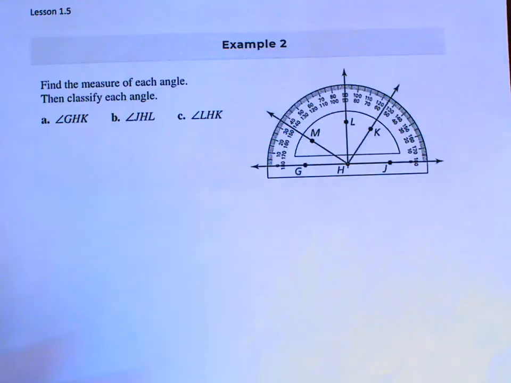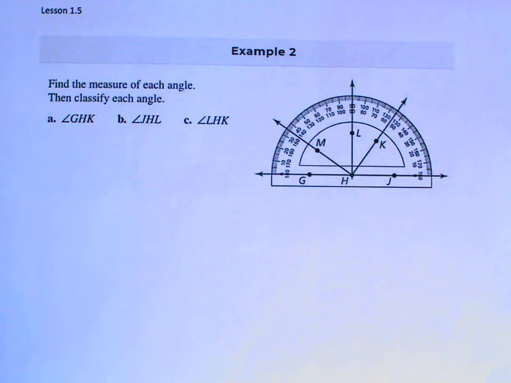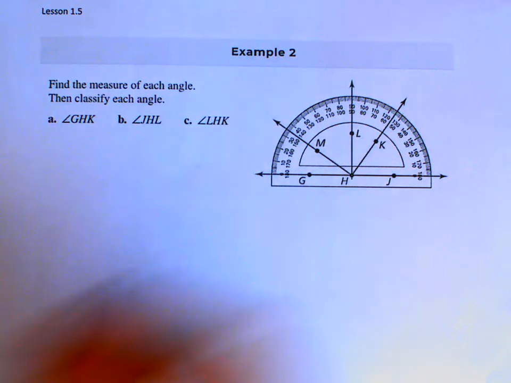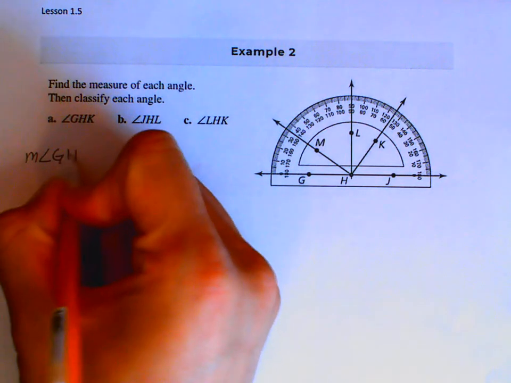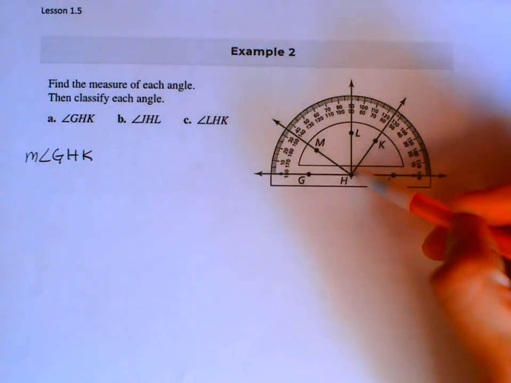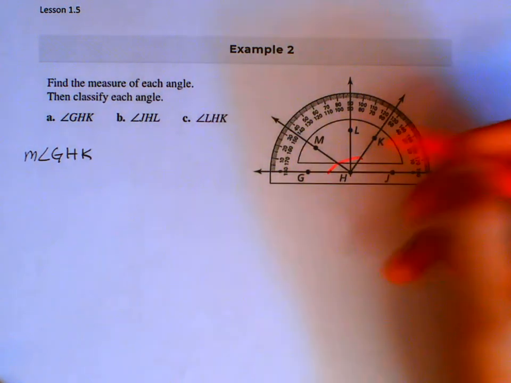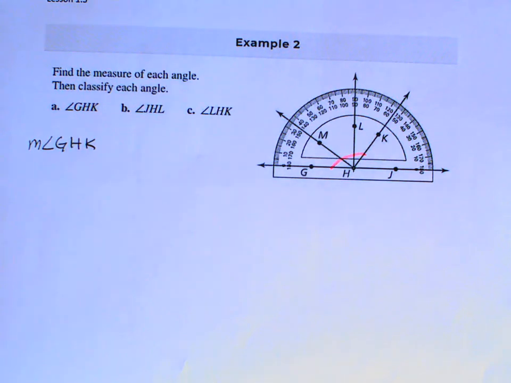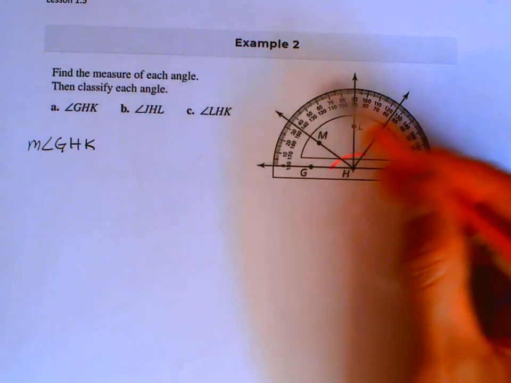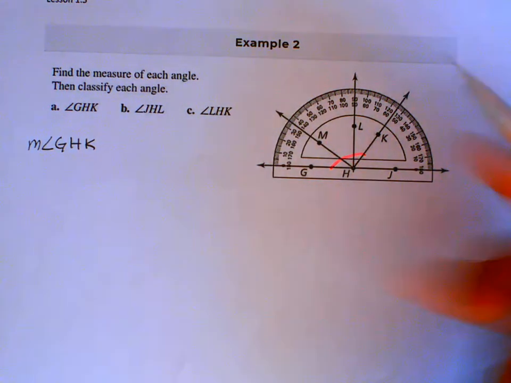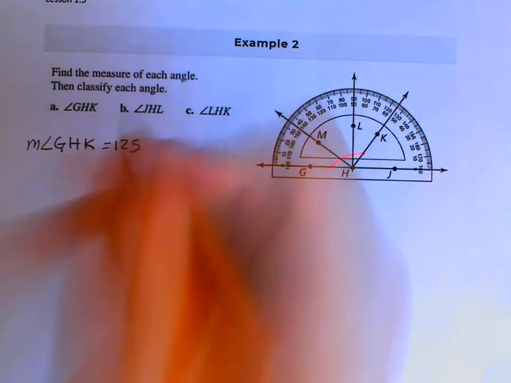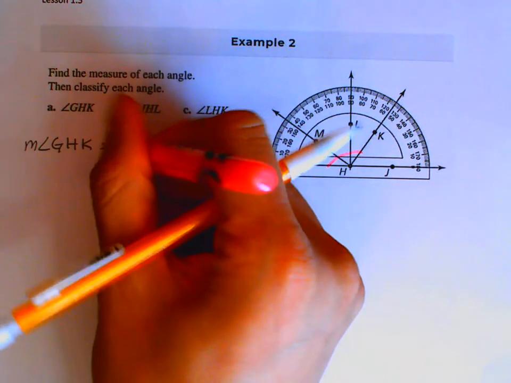Let's look at example number 2. Let me see if I can focus it a little better. Nope, that's the best it's going to be. Okay. Find the measure of each angle, then classify each angle. Now, I know the diagram is probably a little bit hard to see, but I can kind of help you. We want to know what is the measure of angle GHK. GHK happens to be this angle. I'm going to use pink. Because the angle is facing the left, we're going to read the top portion. This angle right here reads between 120 and 130, right in between. So that is 125.